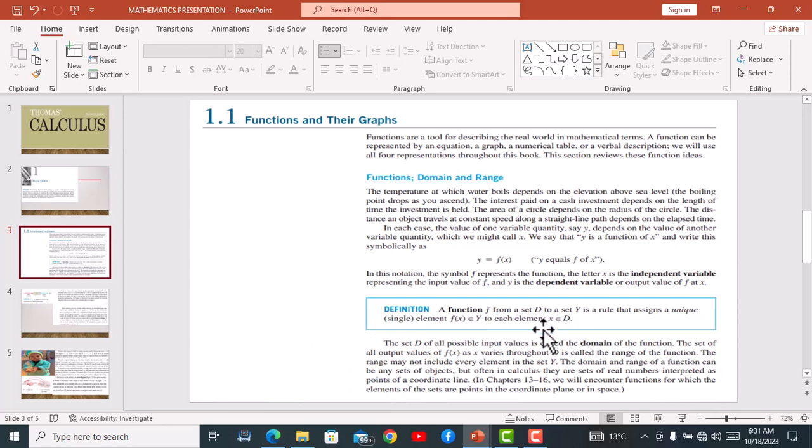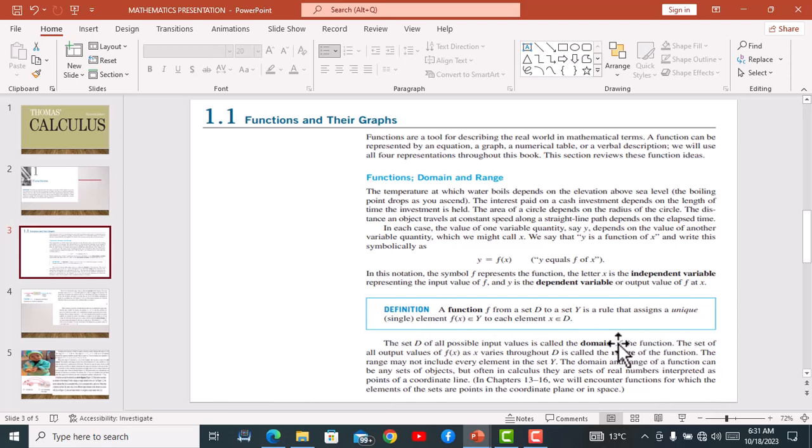to each element of the domain. This is exactly what a function is. Sorry, let me go back here. The set D of all possible inputs, very important, the independent values, is called the domain of the function.